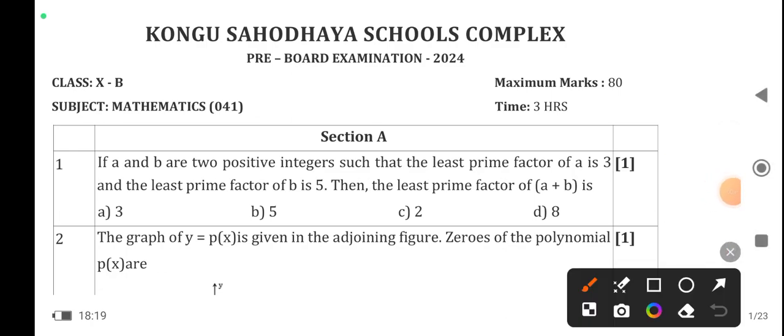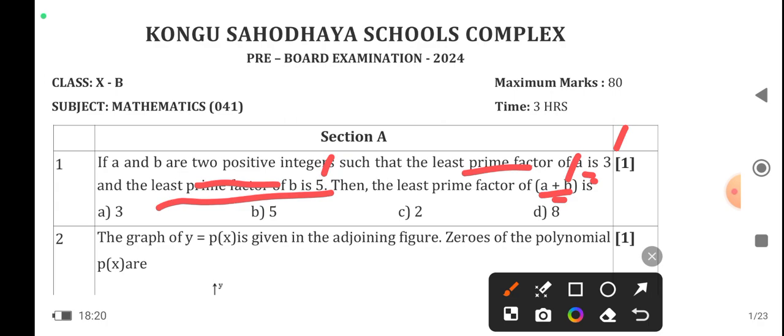Question number 1 is from the chapter alone, I will say. You solve it, and after that we will discuss the answer. Even this time I am going to read the question itself as much as possible. If A and B are two positive integers, the least prime factor of A is 3 and the least prime factor of B is 5. Think: what is the least prime factor of A plus B they are asking?